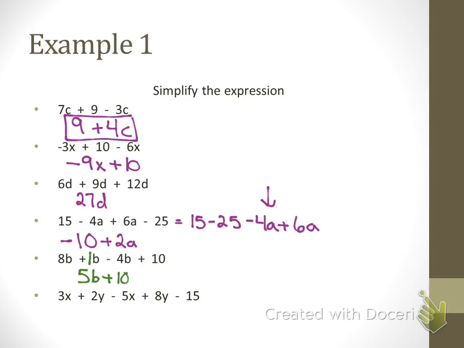I want you to go ahead and try to simplify this last expression. 3x plus 2y minus 5x plus 8y minus 15. Okay, so what's 3x minus 5x? Negative 2x. What's 2y plus 8y? 10y minus 15.